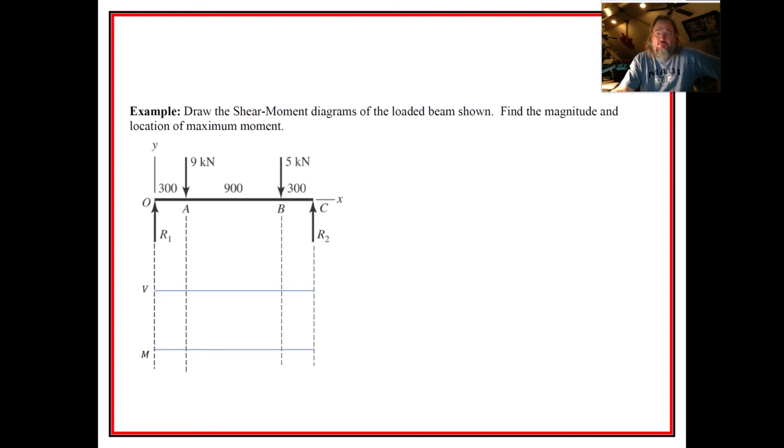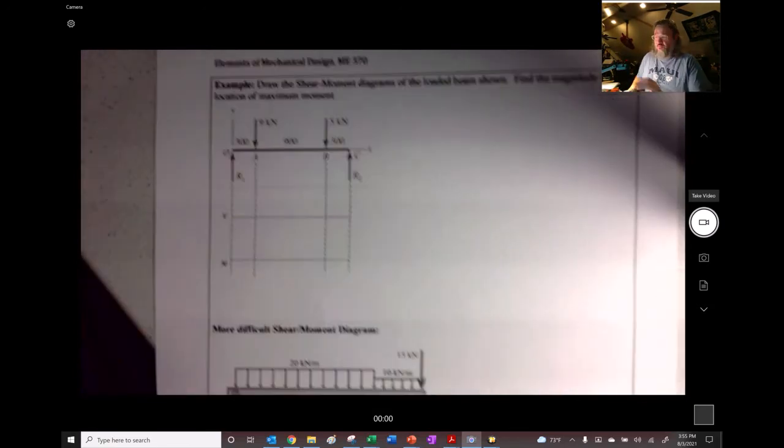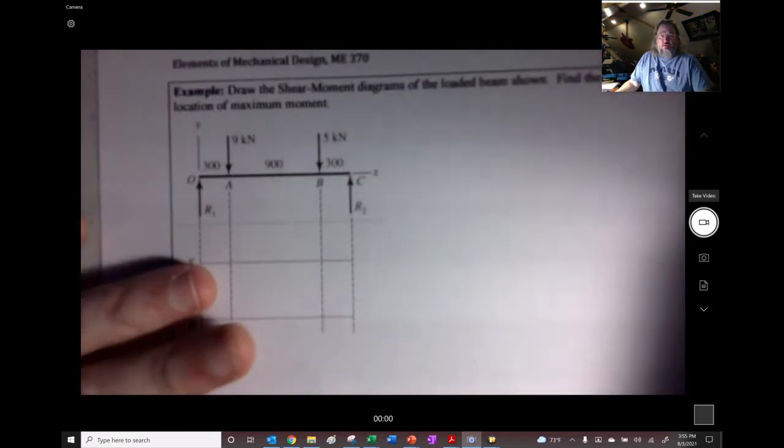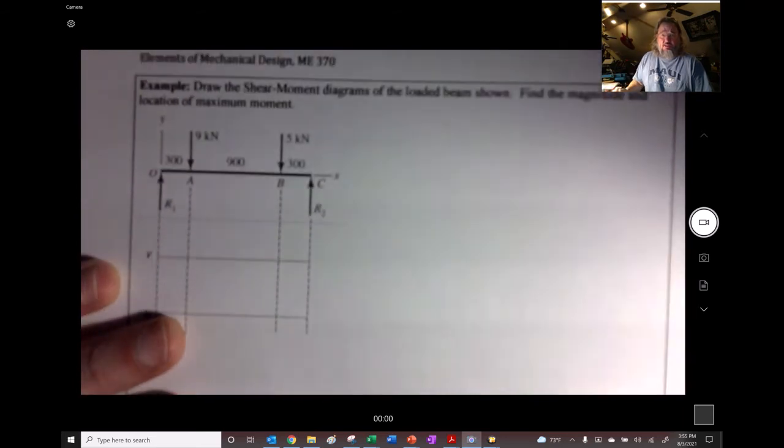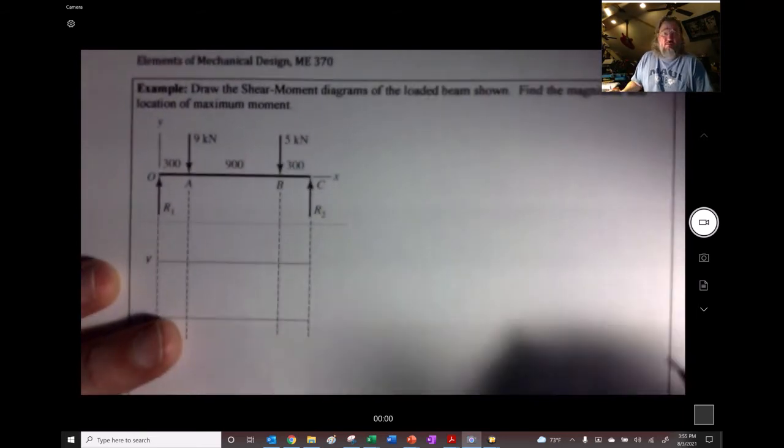Continuation of videos for class 1 with this statics review, and we're doing shear moment diagrams. I'm going to do 2 examples, and so let me switch over to my camera view here, and we'll do a very simple problem. Now, no pun intended, but it is a simply supported beam, so I guess that makes it more likely to be simple.